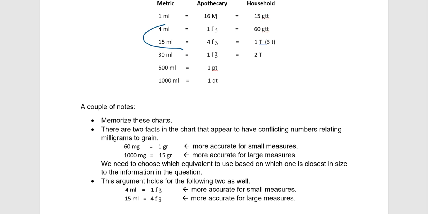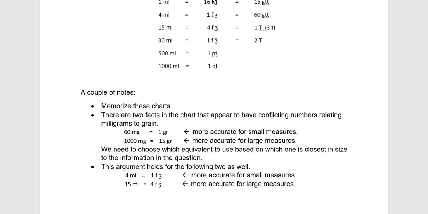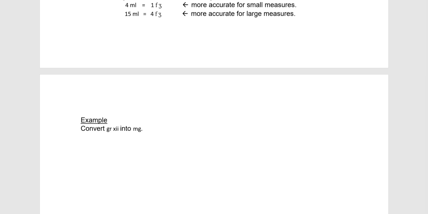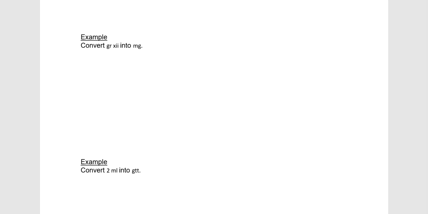You may have noticed right here, we get essentially the same 2 units of measurement. We go from milliliters to fluid dram. And the reason is the same reason as what I just said. This one is going to be more accurate for the small measures, and this one is more accurate for the larger measures. Okay, so let's do a couple examples of these.